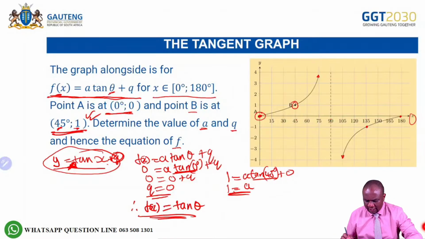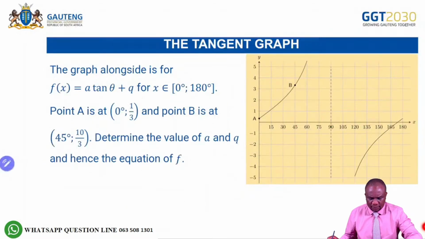And then the next graph now, you can try. I want you to try. Let me give you more time, maybe 5 minutes on the next graph. Okay. Let me give you 5 minutes. Same concept. But now we're not going to be having a is equal to 1 and q is equal to 0. It's going to be something else, isn't it? Right, let's try. 5 minutes.